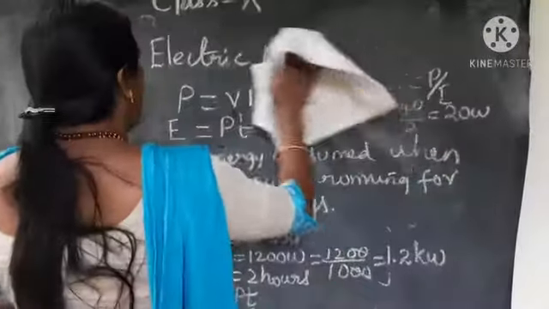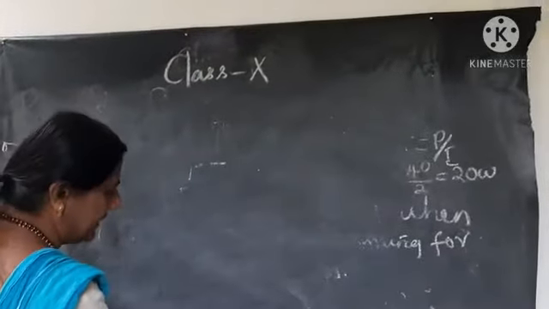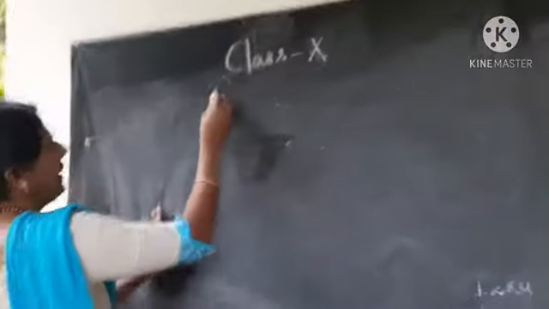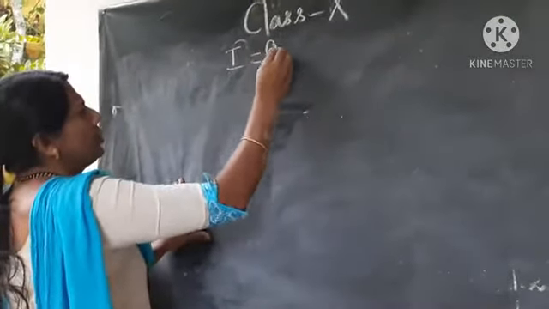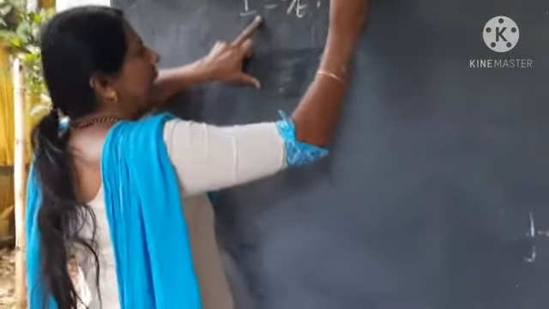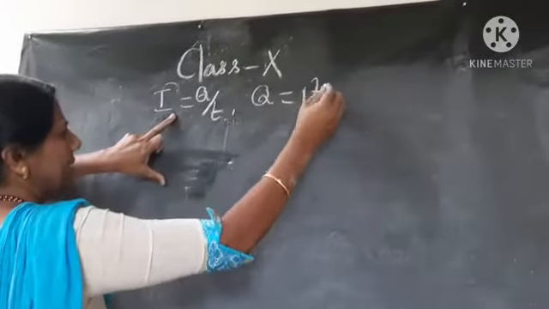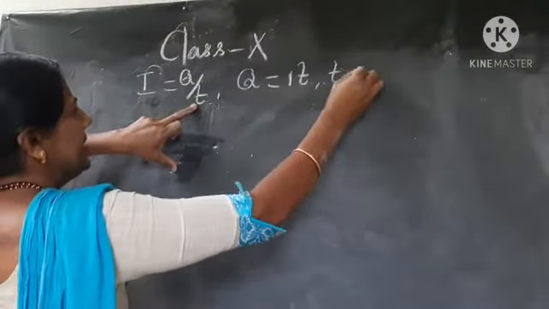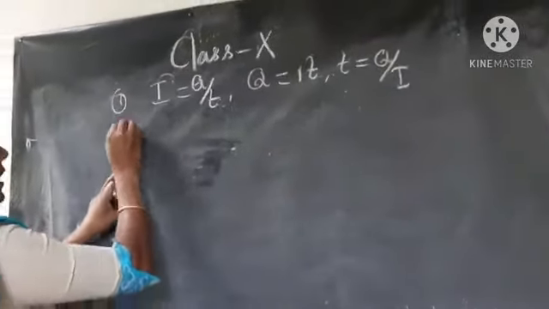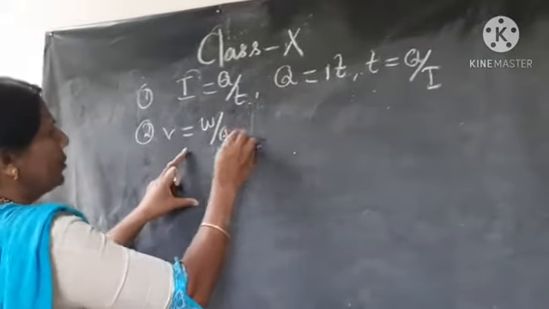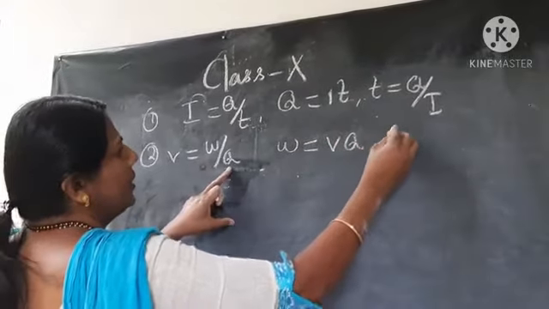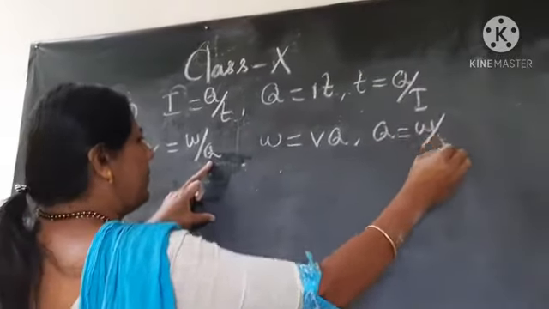So far, how many formulas have we discussed in this lesson? Let us see it. I am going to write it. Please note it. First one, I is equal to Q by T. From this formula I can write Q is equal to IT, and again T is equal to Q by I. This is the first formula. Second one, V is equal to W by Q. So W is equal to V into Q, or Q is equal to W by V.